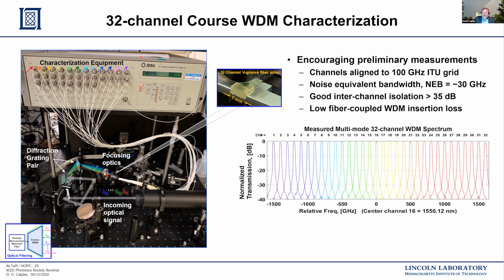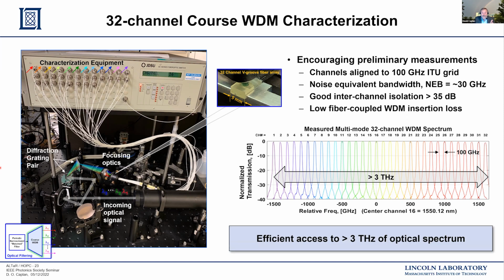Shown here is a measured multi-mode 32-channel transmission spectrum. Our channels are aligned to the 100 gigahertz telecom grid. The noise equivalent bandwidth is on the order of 30 gigahertz. Again, we're seeing good interchannel isolation, low loss, and perhaps most importantly, this is giving us access to in excess of 3 terahertz of optical spectrum. And that's really the takeaway: we get efficient access to spectrum with a low loss modular design.